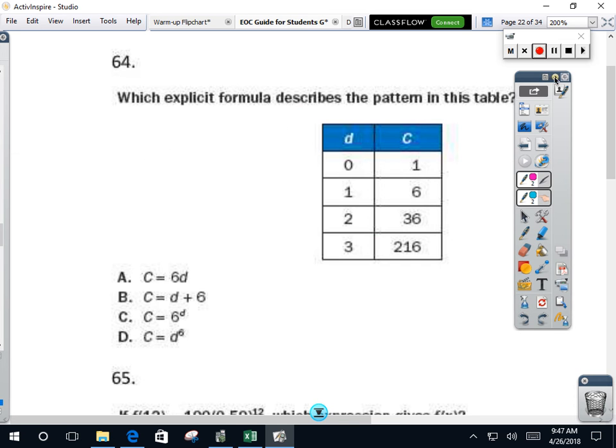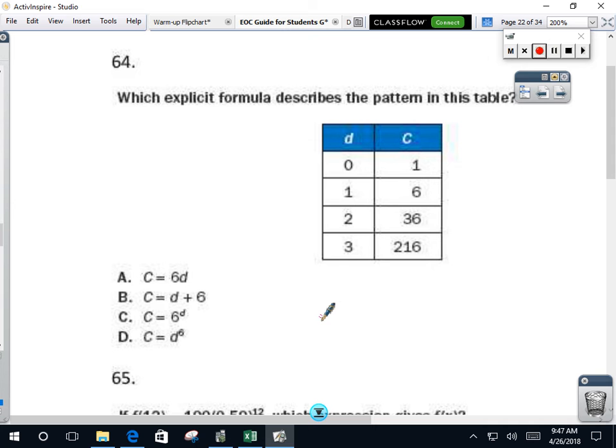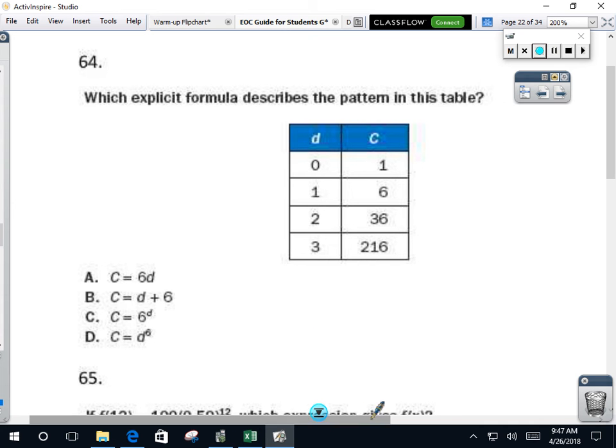Yeah, these are not as time consuming. Which explicit formula describes the pattern in this table? Okay, so what do you think I should do? Okay, do you see a pattern? 1 times 6 is 6, 6 times 6 is 36, 36 times 6 is 216? Yes, so the pattern is they are multiplying by 6. So in this one, that's adding 6. And that one, that's raised to the 6th power.